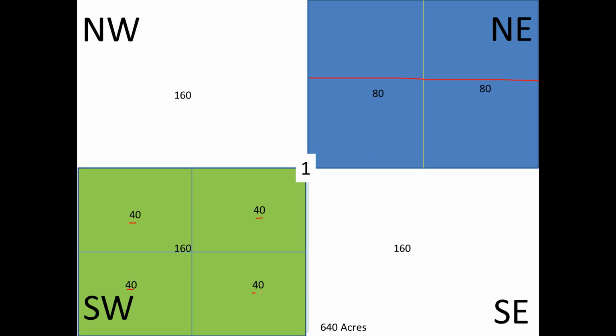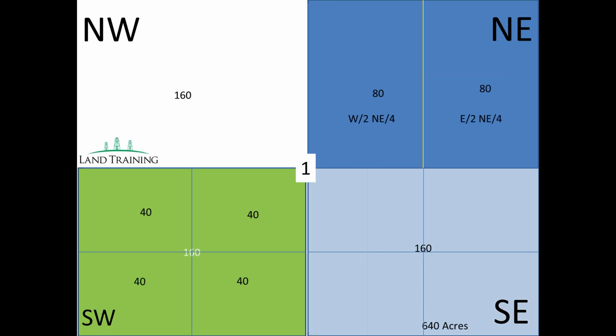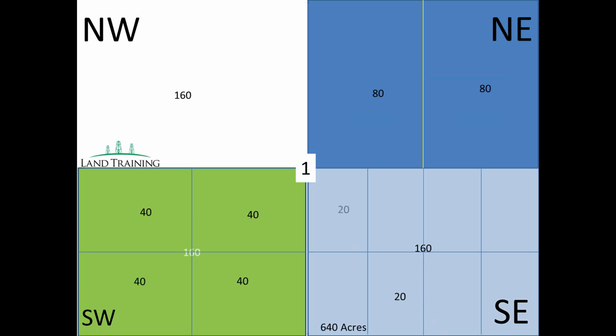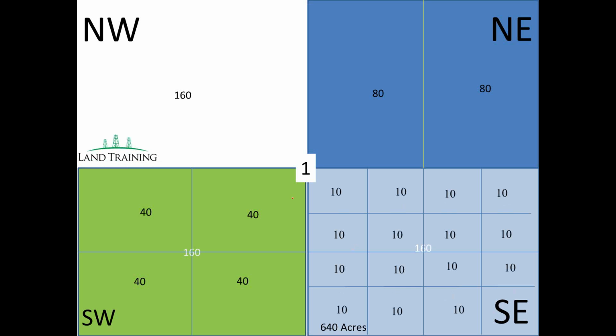That's the quarter. A quarter of the quarter is going to be 40 acres. Then we can further divide these 40 acres into halves, and that's going to give us 20 acres. Now, we could also divide these 20 acres in halves, and that would give us 10 acres each. And we could divide those 10 in half, and that would give us 5 acres each. And we can even divide that 5 acres in half, and that would be 2.5 acres each. So you see how specifically we can calculate the acreage out.